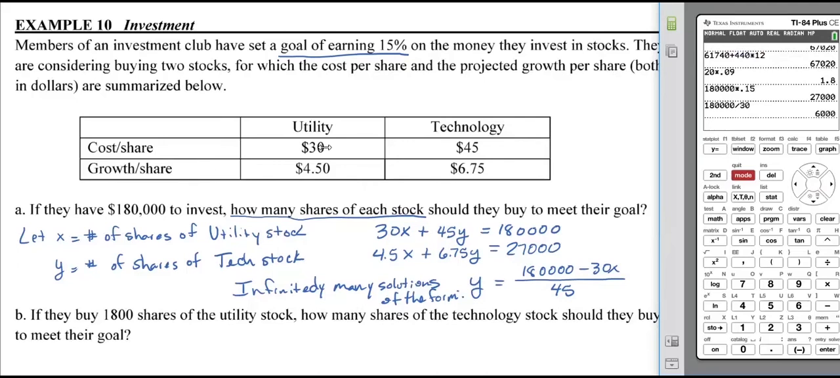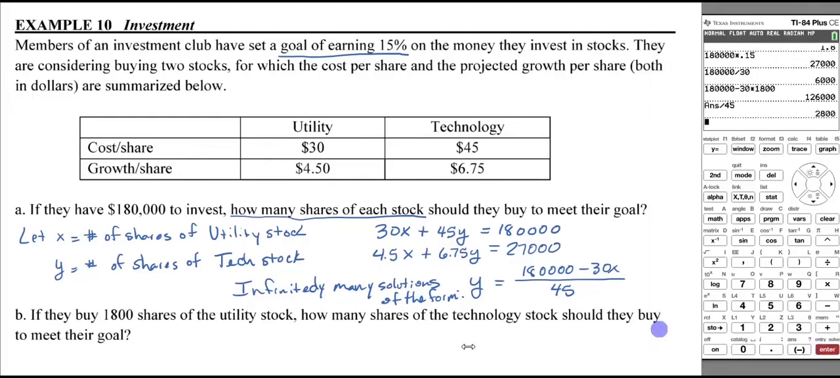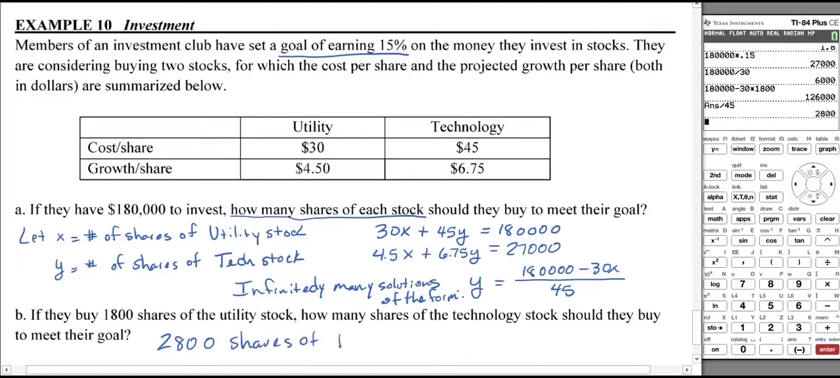We let x equal our utility stock. So we're going to say 180,000 minus 30 times the 1,800 shares that we buy. And we're going to divide it by the 45 that we had there. And we get 2,800 shares of the tech stock.